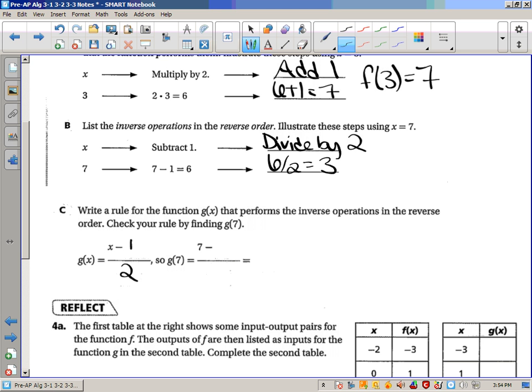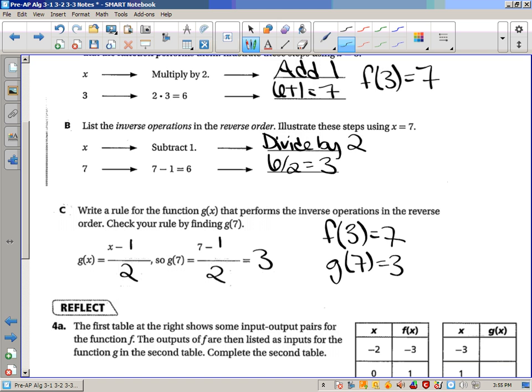So my inverse function would be (x minus 1) over 2. And if I put in 7 as an input value, I would get out 3. So if f of 3 equals 7 and g of 7 equals 3, essentially what we are doing is we are switching the x's and y's, the inputs and the outputs.